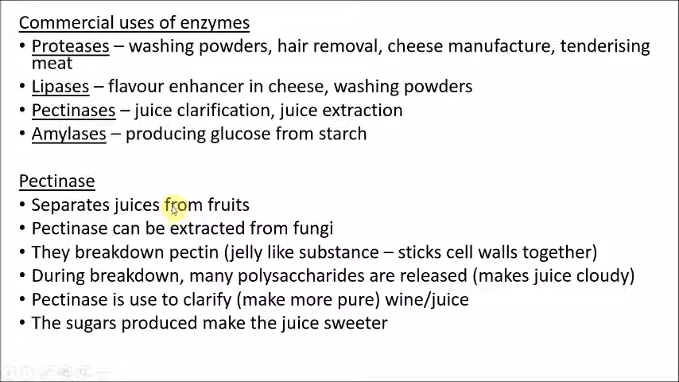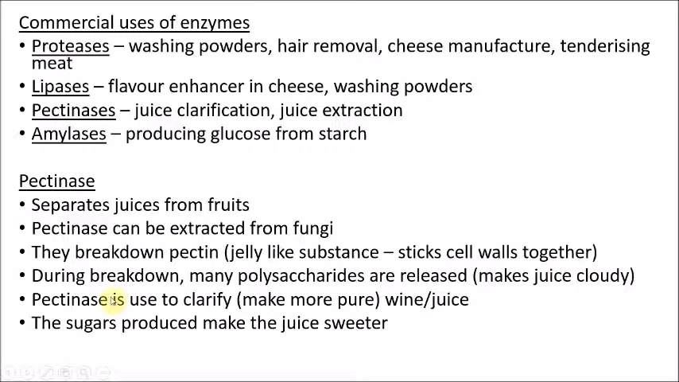What happens is you would take the fruit, create a sludge with it, so you'd blend it up, and then you would add some pectinase, and it would break down the pectin in between the cell walls. And during this process, you would release a lot of juice from the liquid of the cells. However, many polysaccharides, long-chained carbohydrates, are released during this process, which makes the juice very cloudy.